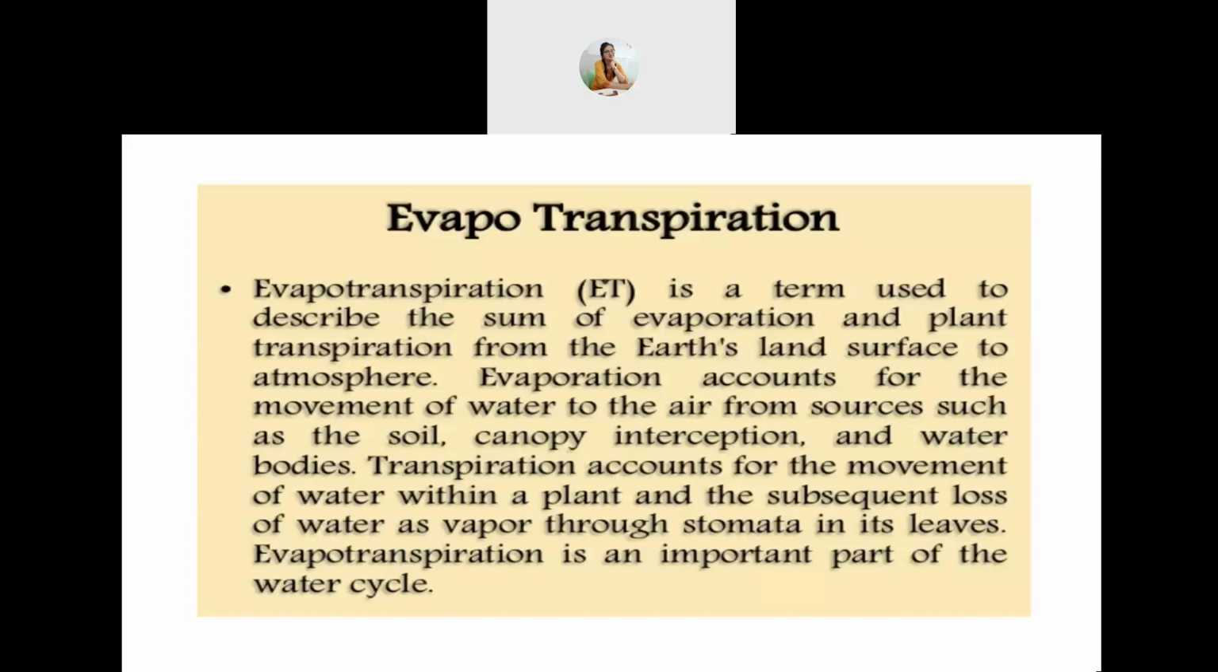So what is evapotranspiration? We should know what it is before proceeding with this topic. Evapotranspiration, abbreviated as ET, is a term used to describe the sum of evaporation and transpiration from the Earth's land surface to the atmosphere. Evaporation accounts for the movement of water to the air from sources such as the soil, canopy interception, and water bodies. Transpiration accounts for the movement of water within a plant and the subsequent loss of water as vapor through stomata in its leaves. Evapotranspiration is an important part of the water cycle.